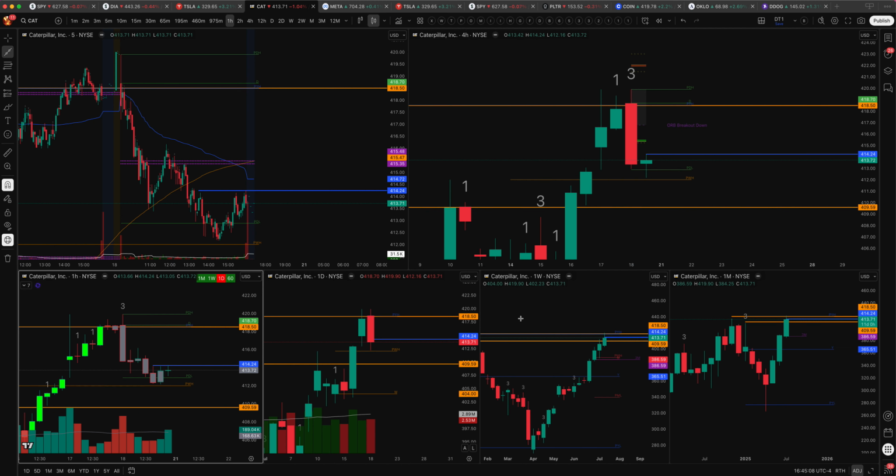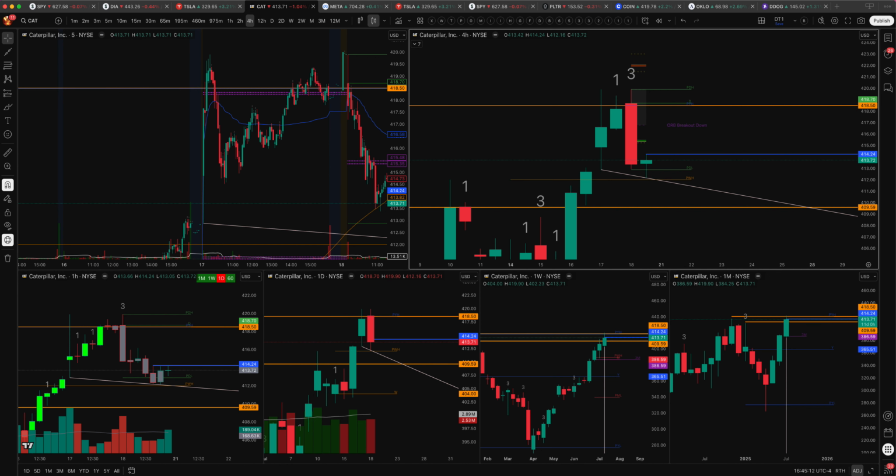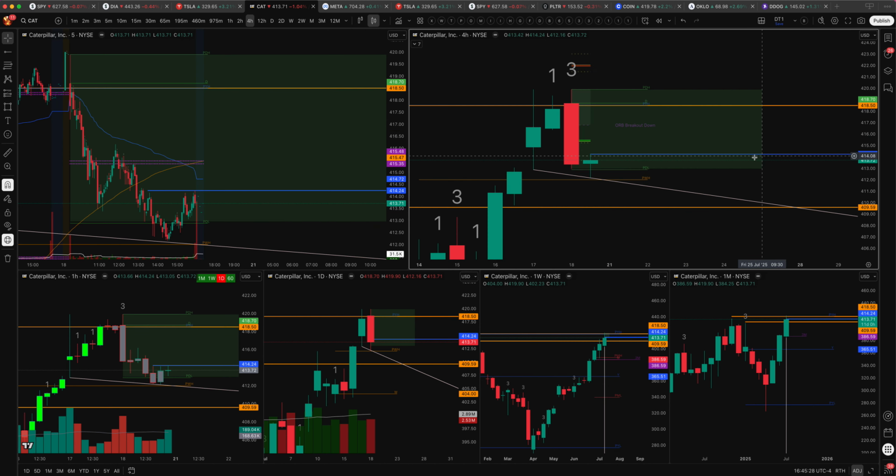Whether it goes or not, it may or may not. But let's see here. If we open, the problem is there's just no real setup on the month or the week. You're just hoping for a two up, two up. On the day, this is considered a two down candle, two down in red.